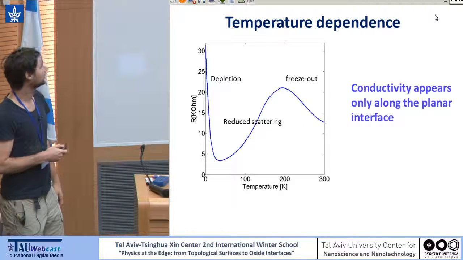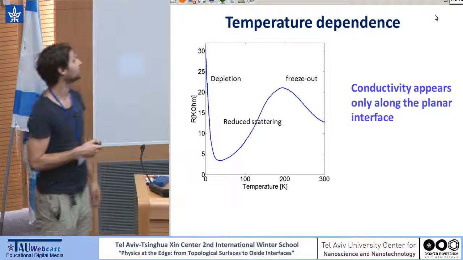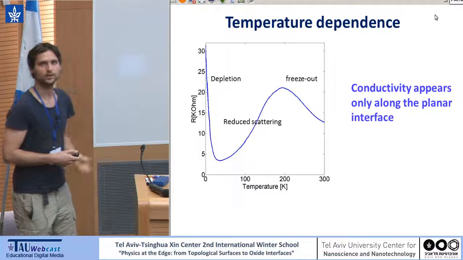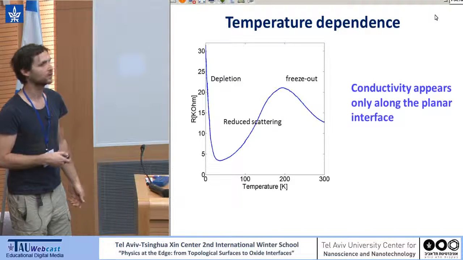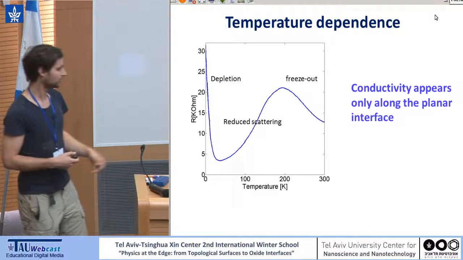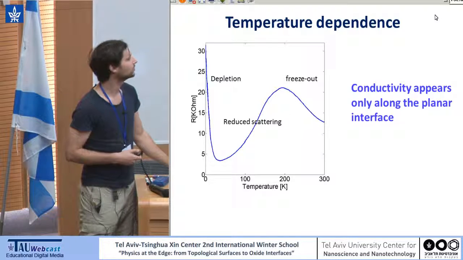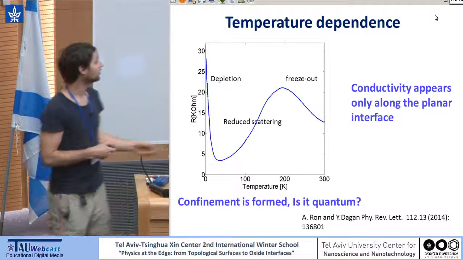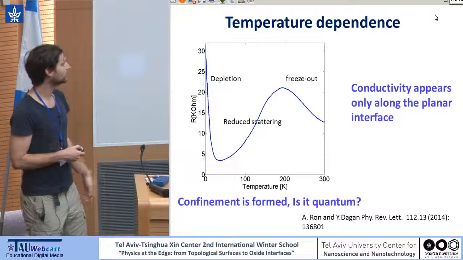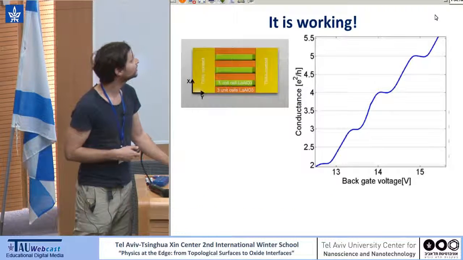Then resistance goes down. This is not surprising. This is reduced scattering by phonons and such. And then there is a very sharp increase in resistance at low temperatures, which can be attributed to depletion of some potential well that we may have created there. So we do have confinement and we do have conductivity. So is there anything quantum about it?